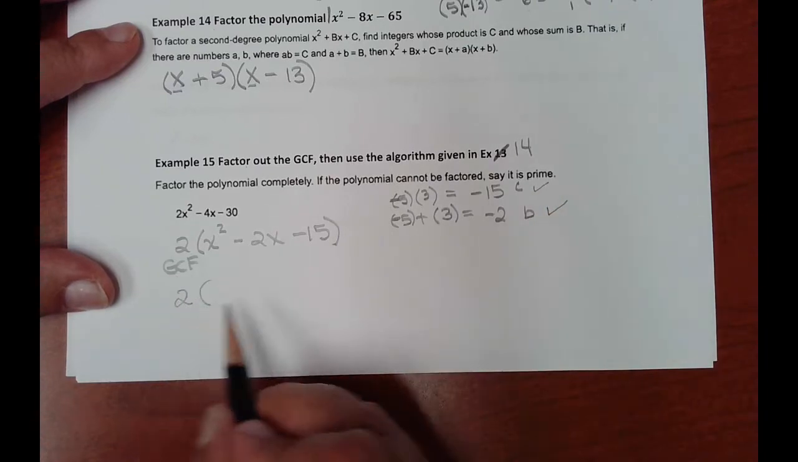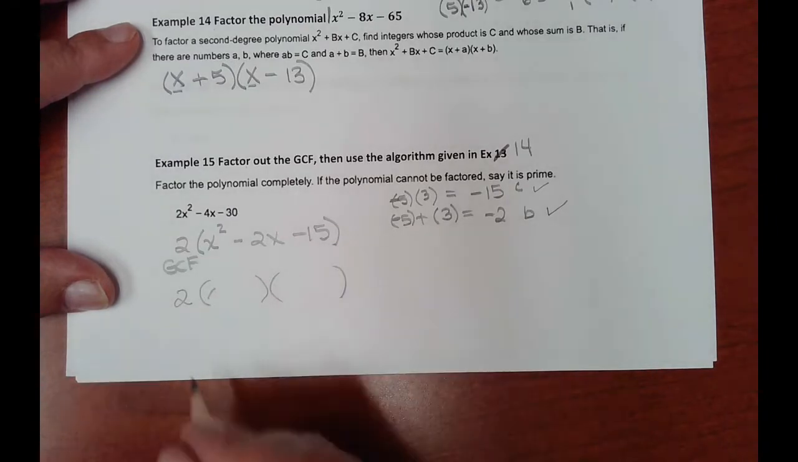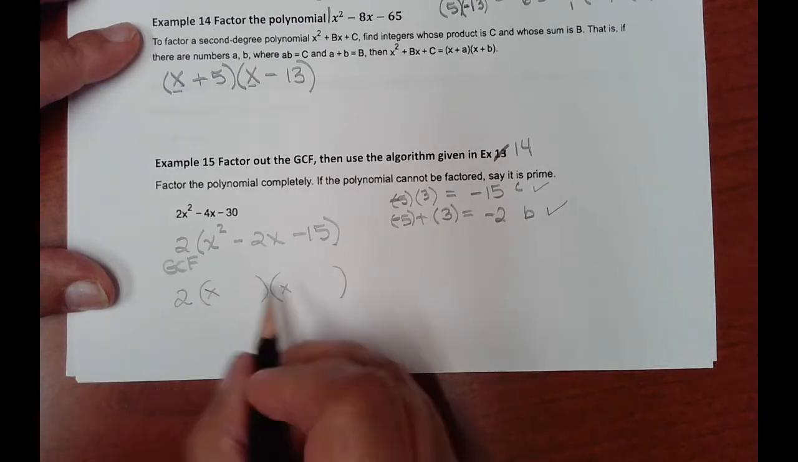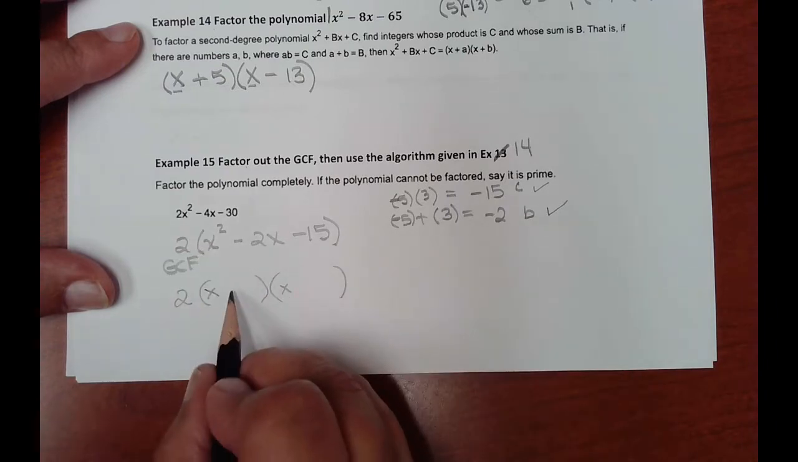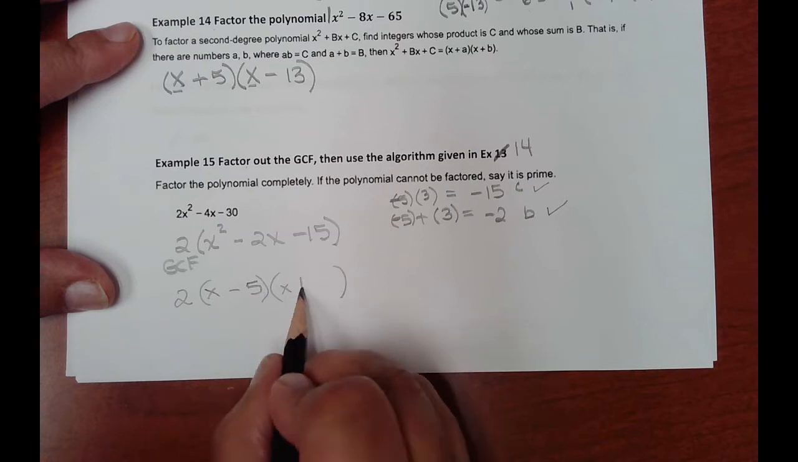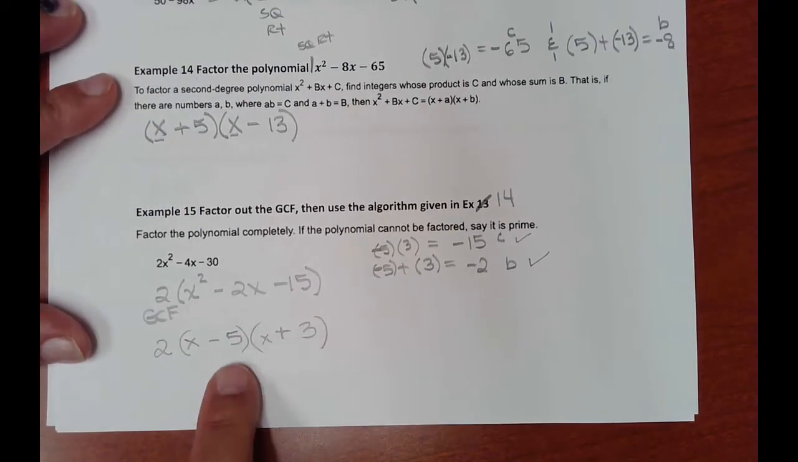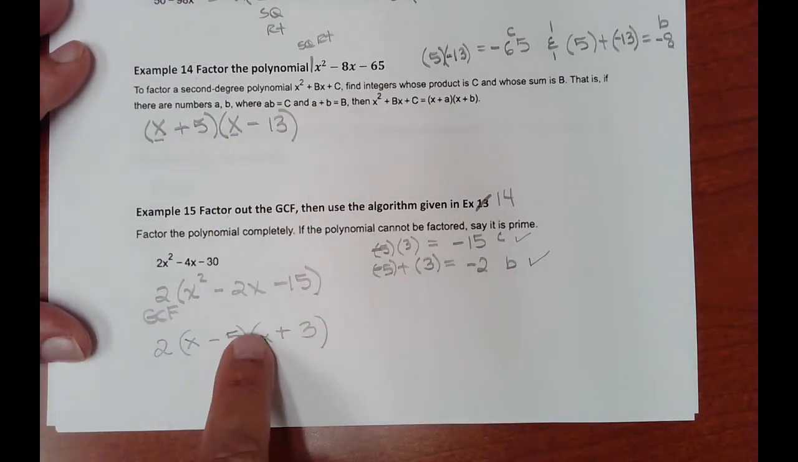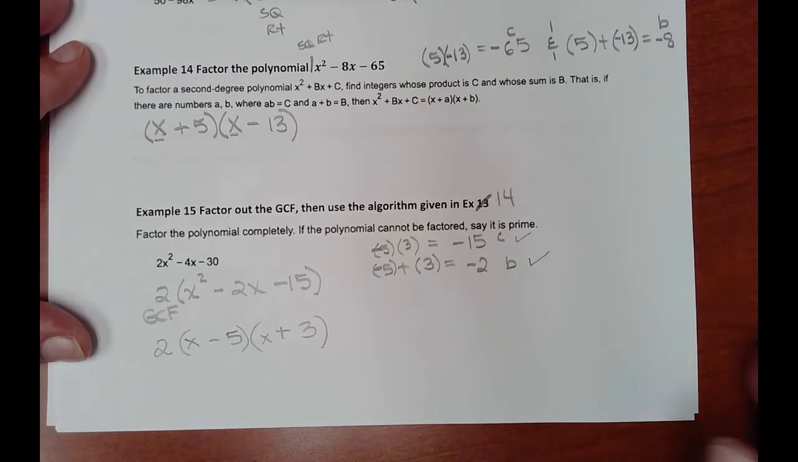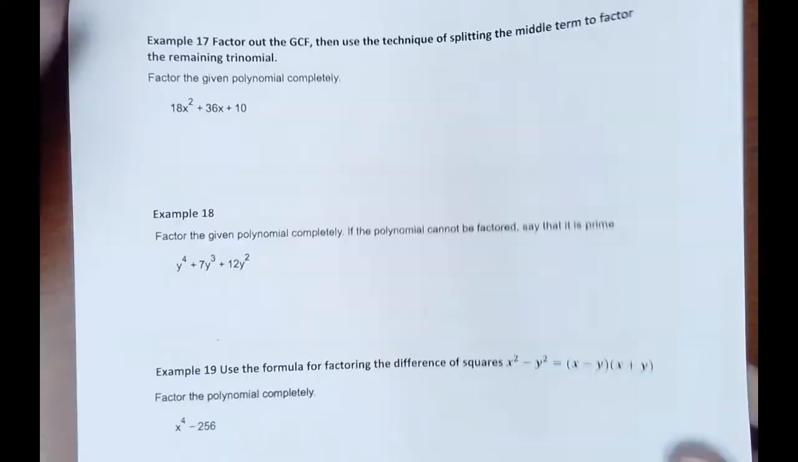So we factored out a 2, then we had 2 parentheses. X is in the front. In other words, the square root of this is x, so x goes there, and then we found the numbers that go in the back. Okay, so just practicing what we did in example 14, only this one had a GCF that you had to take out first. Always take out the GCF first. Okay, moving to example 16.